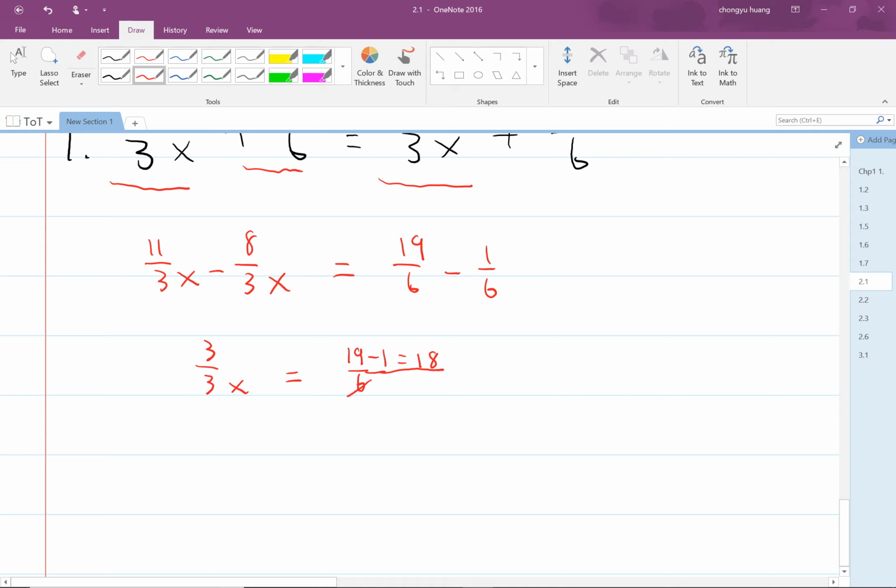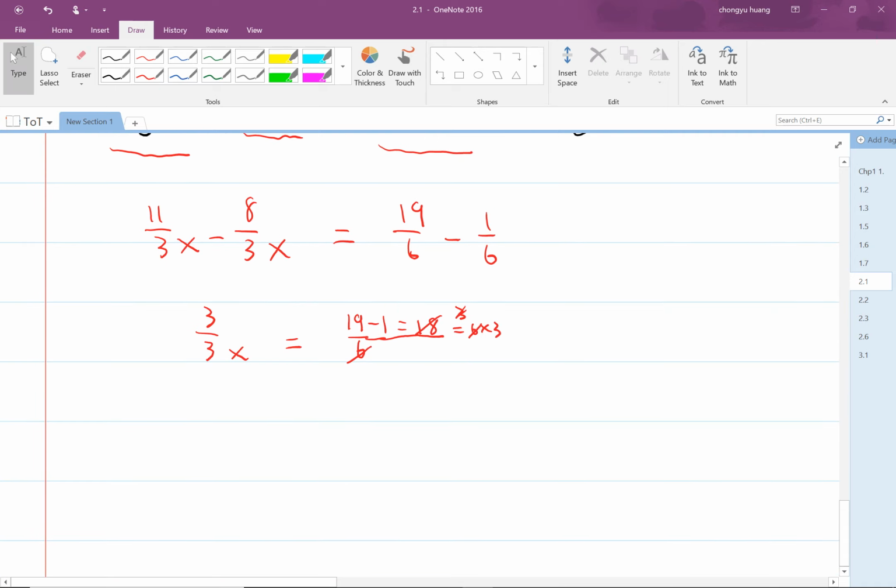And you can cancel some terms. 18 is actually 6 multiplied by 3, so the 6 can cancel, and there's only 3 left over here. So over here, 3 over 3 is equal to 1, so the answer is going to be 3 right away.